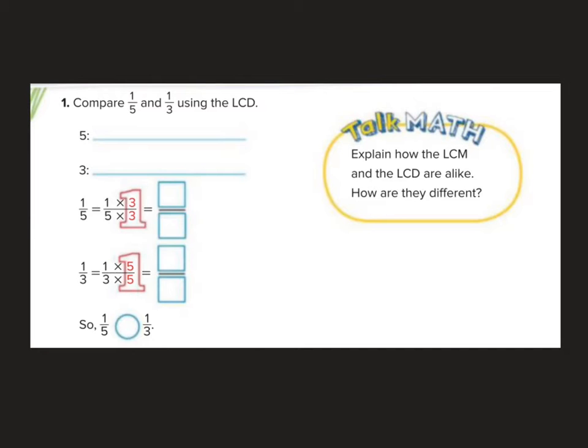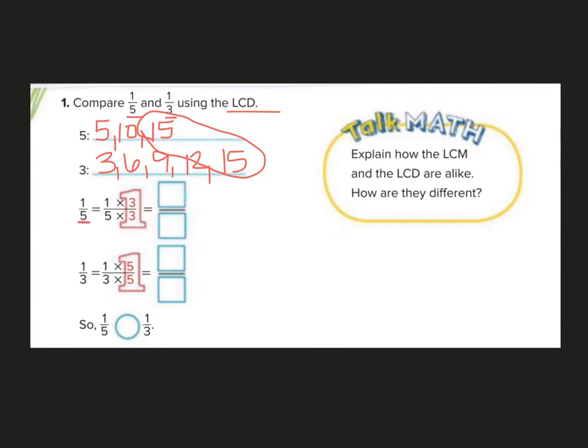Here we are going to compare 1/5 and 1/3 using the LCD. So if I count by 5s: 5, 10, nope, 3 doesn't go into 10; 15, yep, 3 does go into 15. So 3, 6, 9, 12, 15. Here's where they converge, where they match up. Okay, so I know that 15 is the least common denominator.